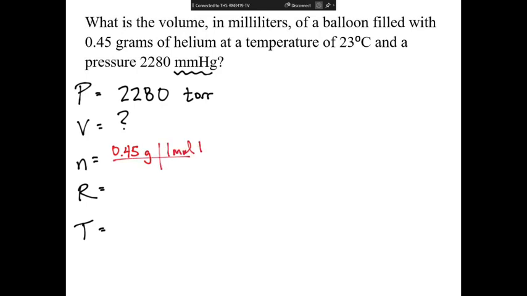This is helium we're dealing with. What's the molar mass of helium? Is it 4.00? All right, thank you. 4.00 grams. So I've got about a tenth of a mole or less, or something like that. 0.1125. It doesn't hurt to keep some extra digits at this point. 0.1125 moles of helium.